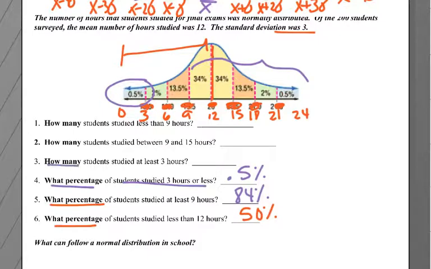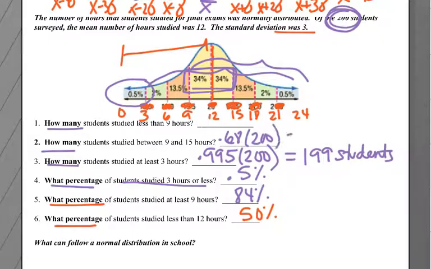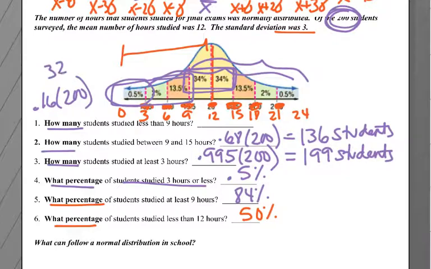If I want to know how many students, I take the percent times the number of students; the directions said there were 200 students. So studied at least 3 hours, that's 99.5% of the students, so 0.995 times 200 is 199 students. How many students studied between 9 and 15 hours? That's 68% of the students, or 136 students. And less than 9 hours, I think that's 16%. So it's 0.16 times 200, or 32 students.